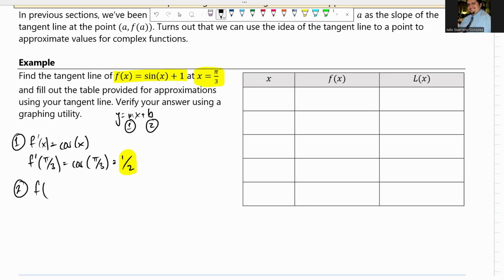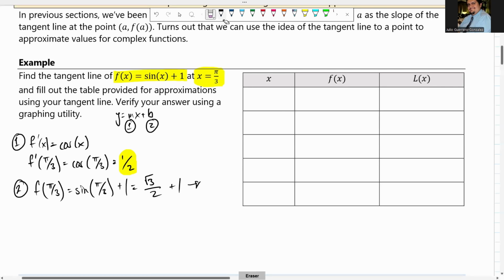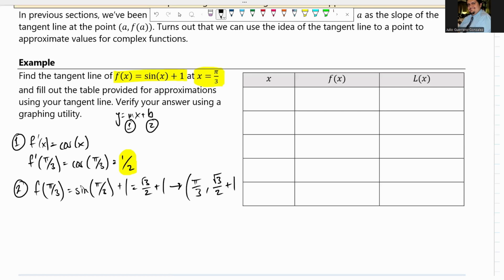So I need f of pi over 3. So that's going to be sine of pi over 3 plus 1. If you guys remember your unit circle, sine of pi over 3, that's root 3 over 2 plus 1. So our point is going to be pi over 3 comma, let me give myself a little bit more space, root 3 over 2 plus 1. So my point, pi over 3, that was my x, comma, root 3 over 2 plus 1.